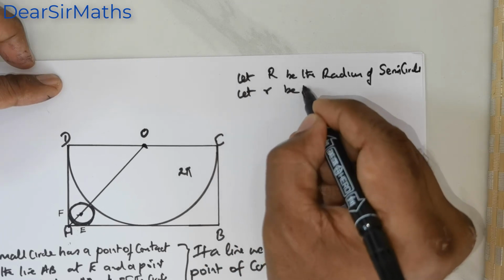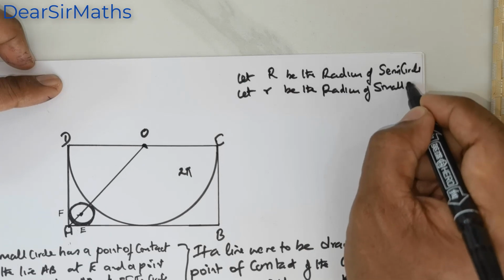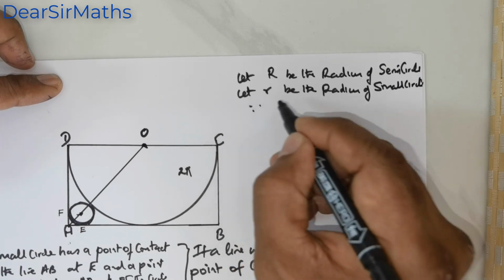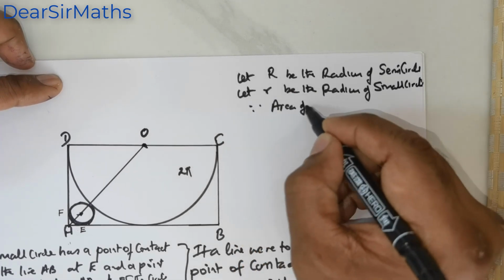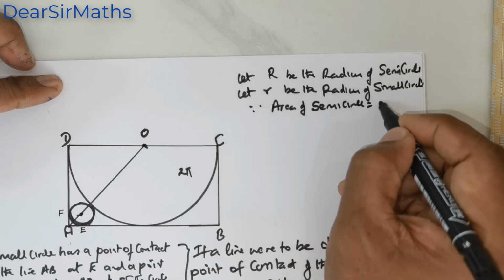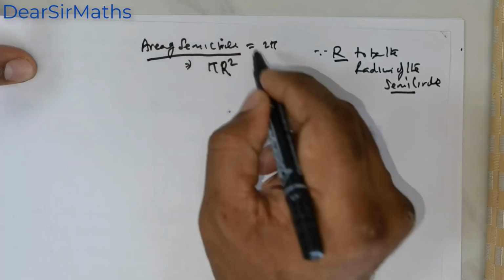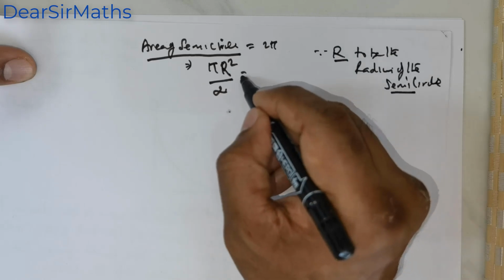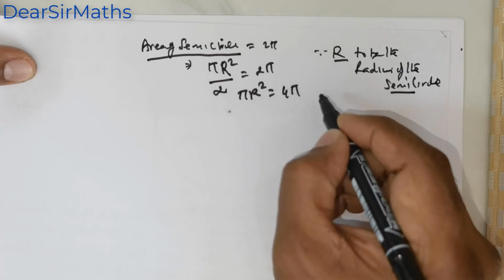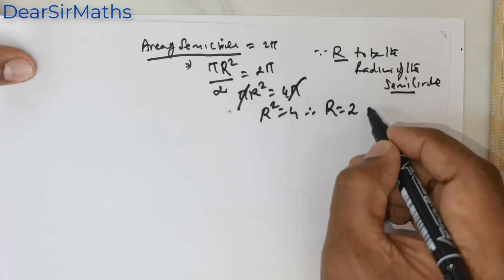Let small r be the radius of the small circle, and since the area of the semicircle is equal to 2 times pi, this means pi times r squared, but this is the area of the semicircle, so you have to divide by 2 and equate it to 2 pi. So pi times r squared is equal to 4 times pi. Pi can be cancelled, so r squared is equal to 4, therefore r is equal to 2 units.